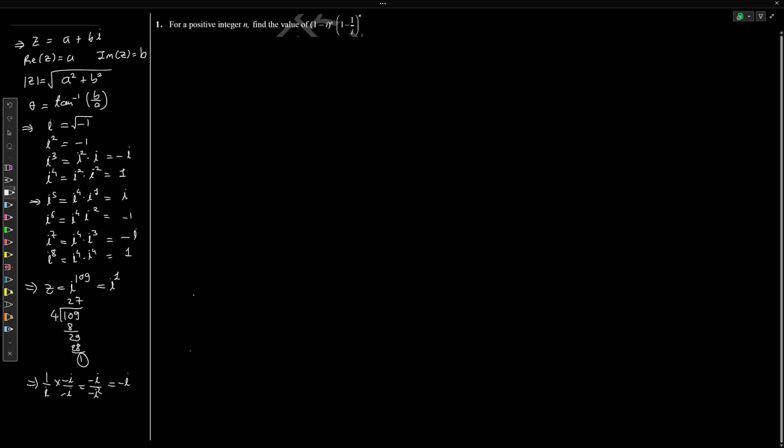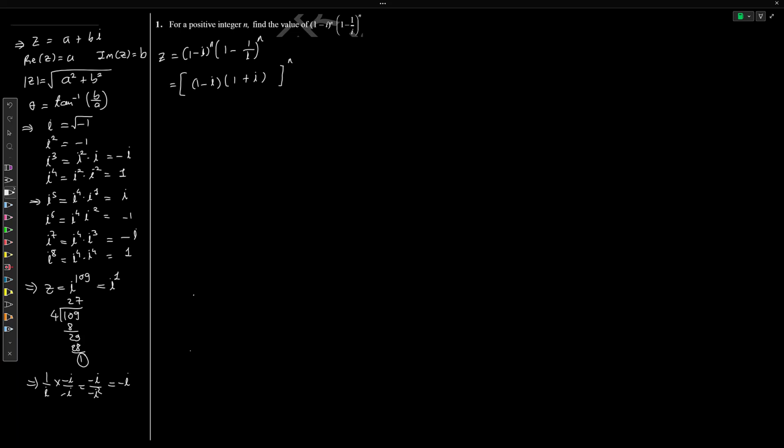Okay. What we have? Here we have n as a positive integer, and we have to find the value of (1 minus i) raised to n and (1 minus 1 upon i) raised to n. So we have to simplify this. Take whole raised to n common. First term will be 1 minus i and second term will be 1 minus 1 upon i. Now 1 upon i, what do we do? Yes, 1 upon i is simply minus i. So this will become 1 plus i.